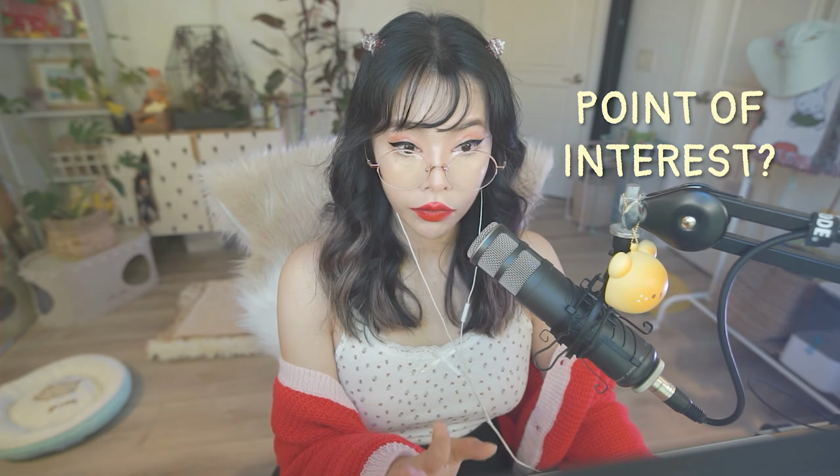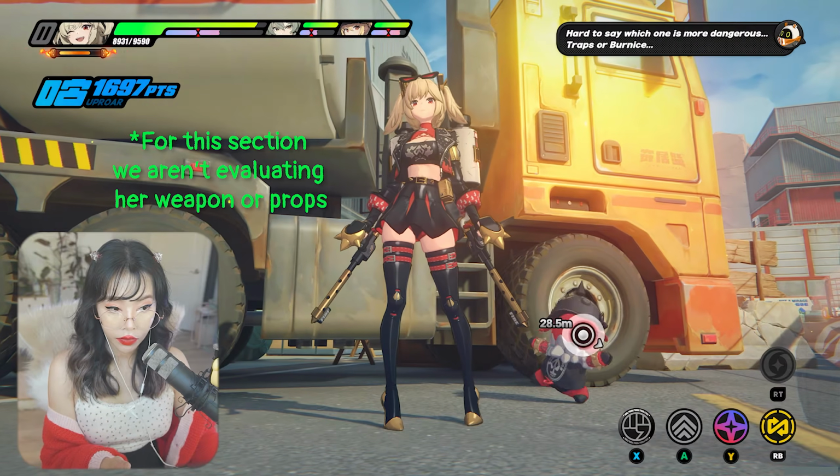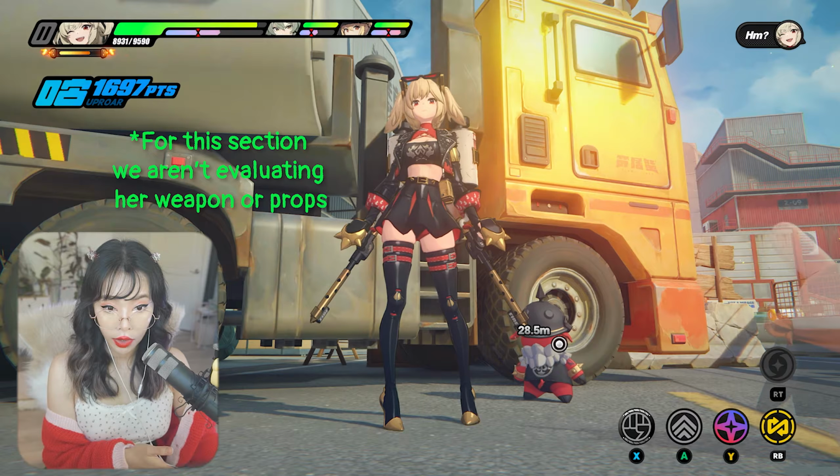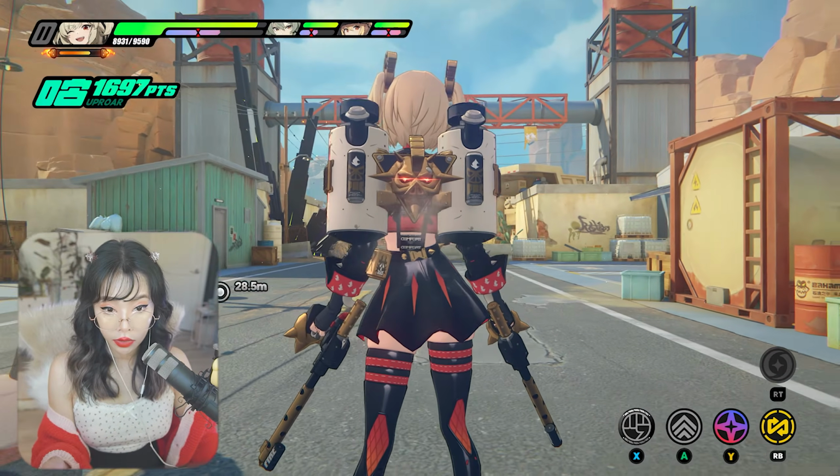Without further ado, let's get started on the rubric. So first one is point of interest. What initially attracts me to the character? It's a focal area that is emphasized with usually more details or contrast than its surroundings. It can oftentimes contribute to the character's identity and even silhouette.